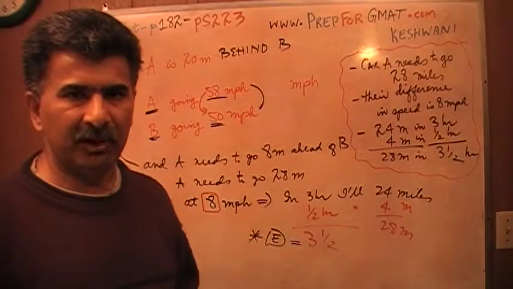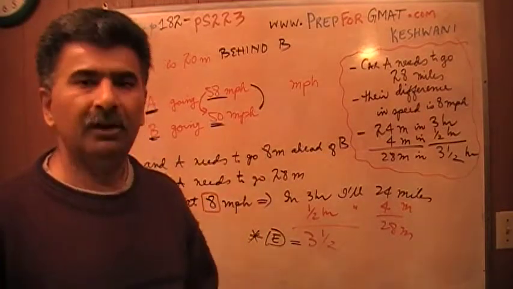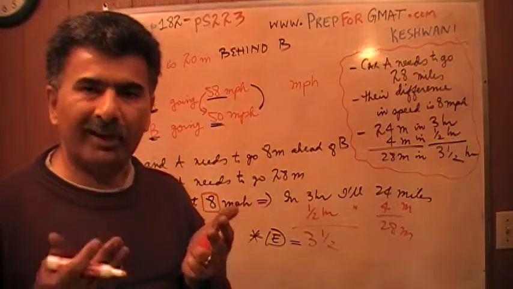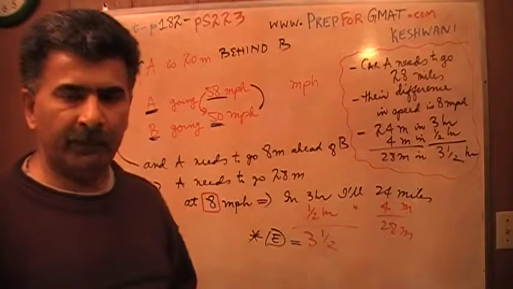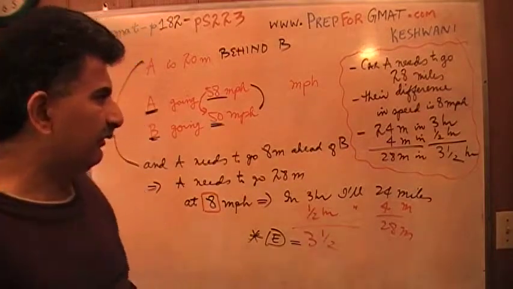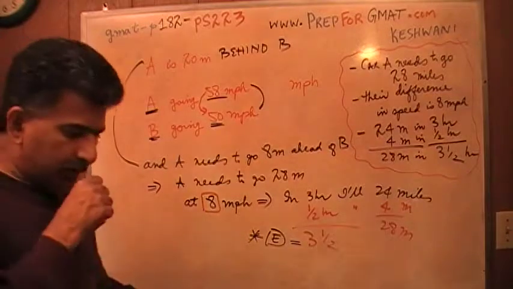In order to go 28 miles, well, at 8 miles an hour you're going to go 24 miles in 3 hours. You've got to go another 4 miles. If you're going 8 miles an hour, it's going to take you another half an hour. It's 3.5 hours. That's what it is. You don't even have to pick up a pencil. Just think about it. That's all it is. It's about thinking. I hope you found it helpful.